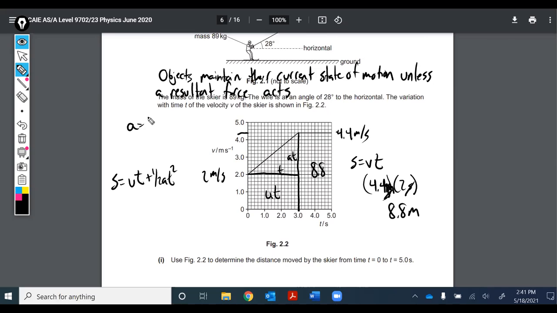Because acceleration is v minus u over t, the difference between this final velocity and this initial velocity is the same thing as at, right? v minus u equals at. So that's why I can say this height, v minus u, is the same thing as at, and that's where we get this from.